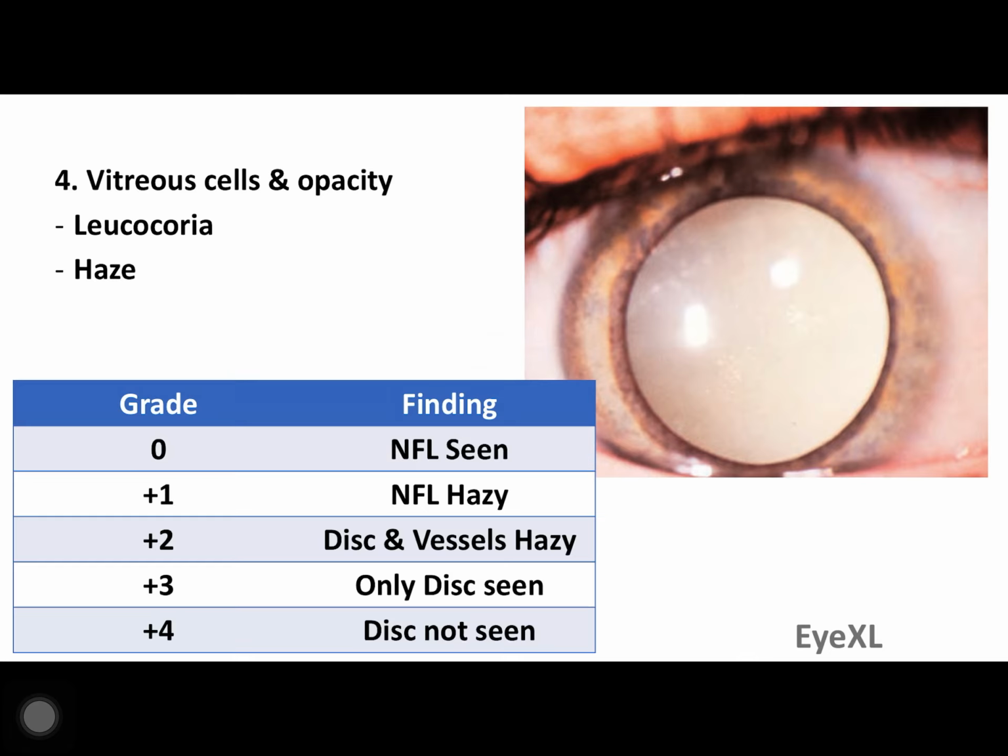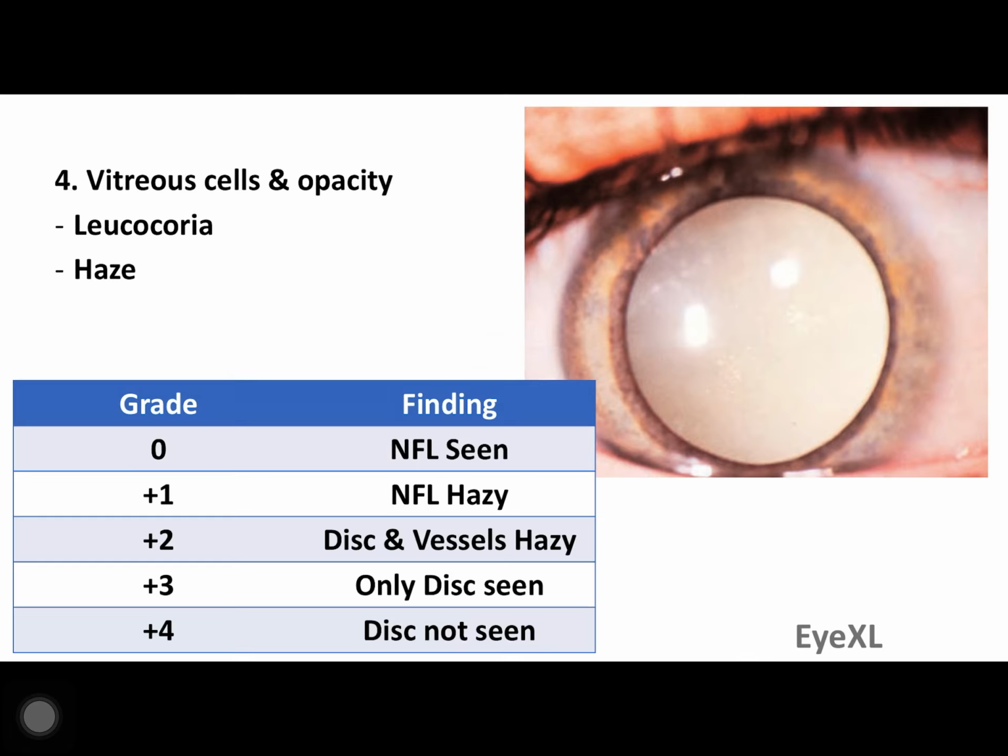Because of the inflammation, there is going to be a vitreous haze, and you can grade the severity of the vitreous haze depending on the findings that you see. For example, it is grade 0 if the nerve fiber layer of the retina is clearly seen, grade 1 if the NFL is hazily seen, grade 2 plus if the disc and the vessels around the disc itself, the optic disc itself, and the blood vessels around it appear hazy, grade plus 3 if only the disc is seen, and grade 4 if absolutely no disc is seen. So this is how you grade the severity of the vitreitis.